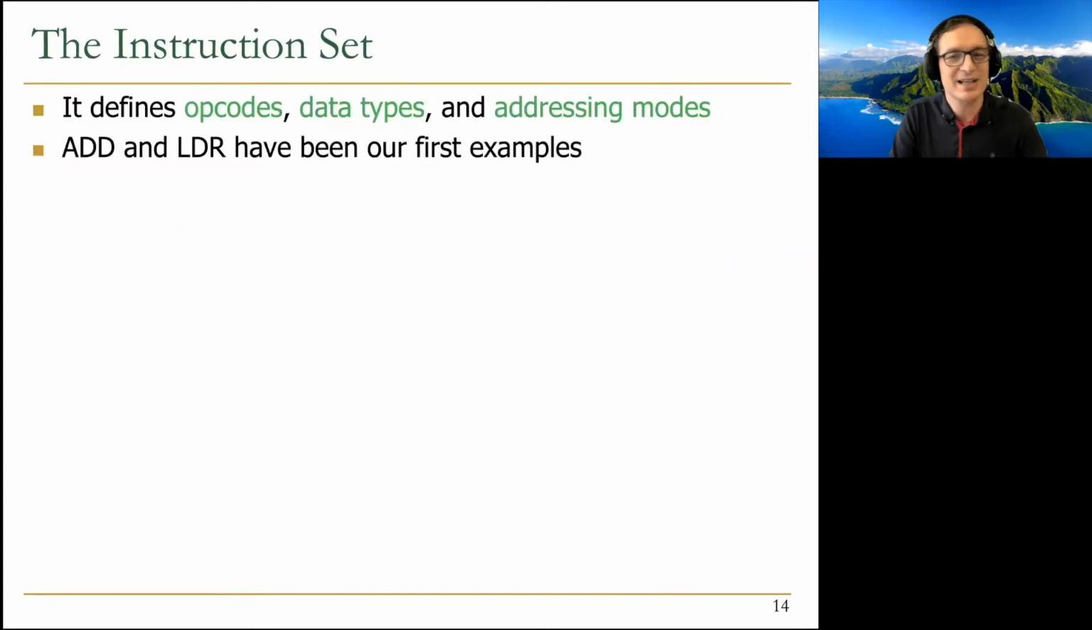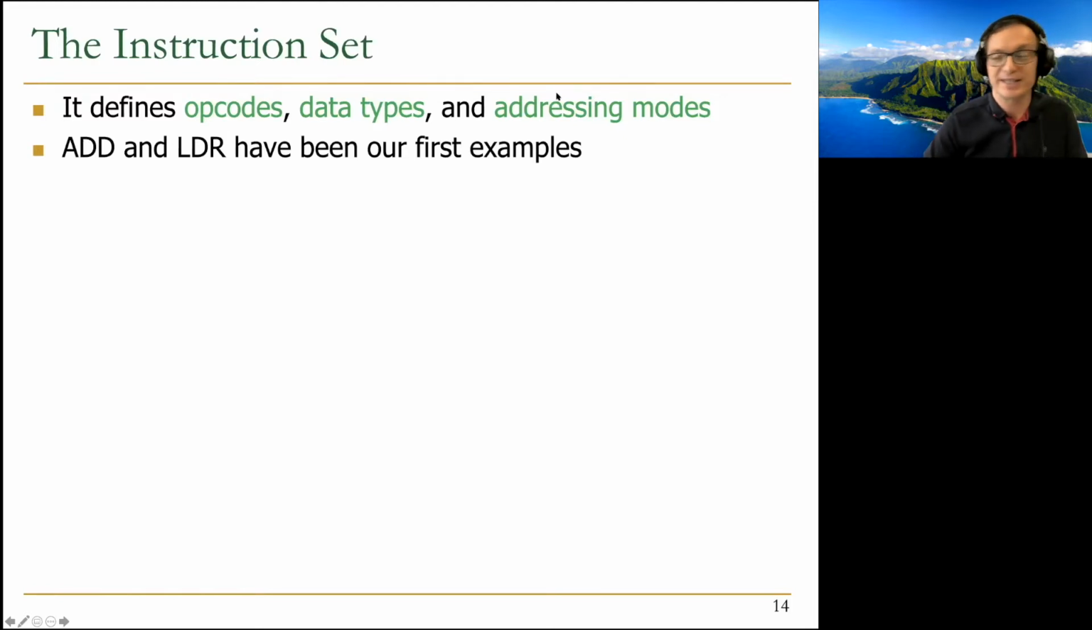So we defined instruction set yesterday. Basically, it's the vocabulary of the computer, right? As we discussed, it's a set of instructions that is exposed to the programmer that could be used to program the computer. And the instruction set defines each instruction essentially. It defines the opcodes and the format of the instruction, data types that are used by the computer or interpreted by the computer, and the addressing mode, how you calculate addresses for different instructions. And remember, we discussed add operation and load register operation. Those are our first examples.